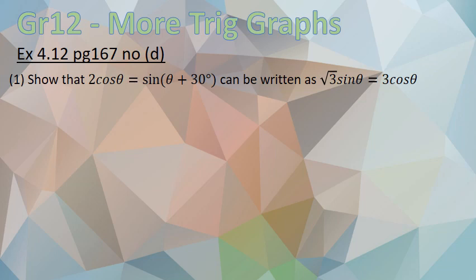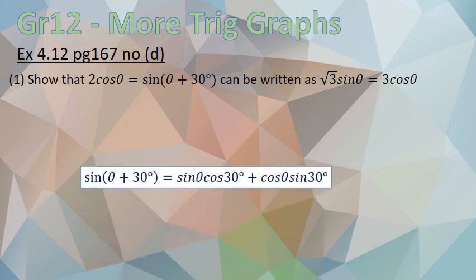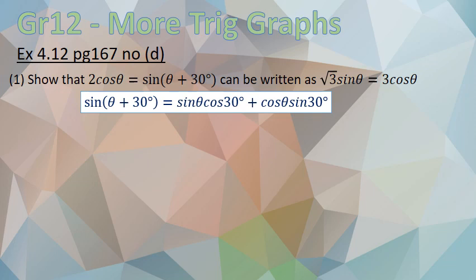Right, so let's show that 2 cos theta equals sine of theta plus 30 can be written as root 3 sine theta equals 3 cos theta. The only thing that we can really do here is apply the compound angle identity for sine. So let's go ahead and do that. Instead of writing sine of theta plus 30, we can say 2 cos theta is equal to sine theta cos 30 plus cos theta sine 30.